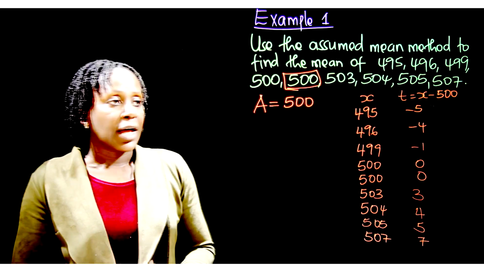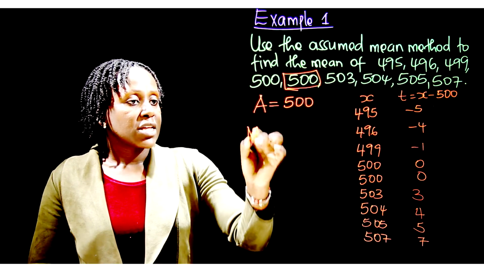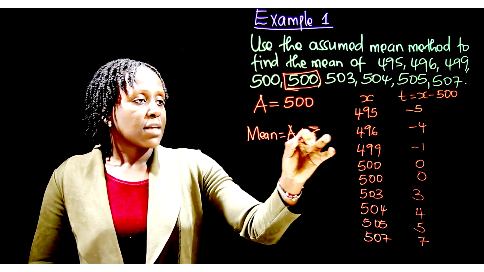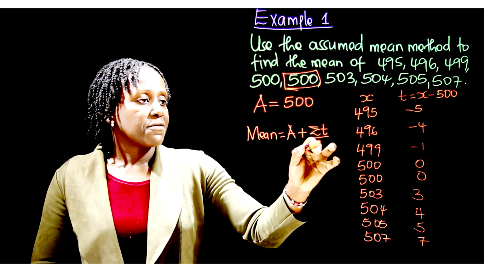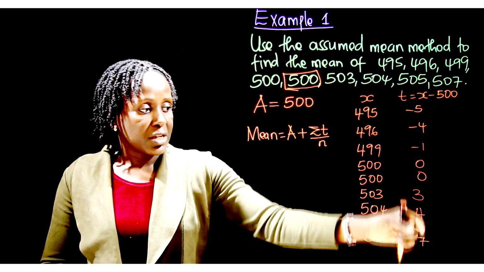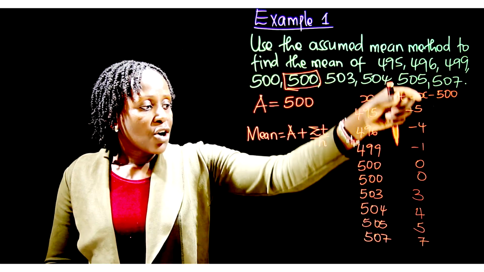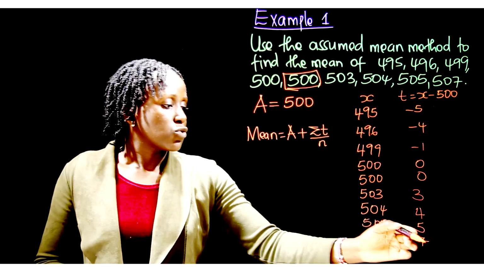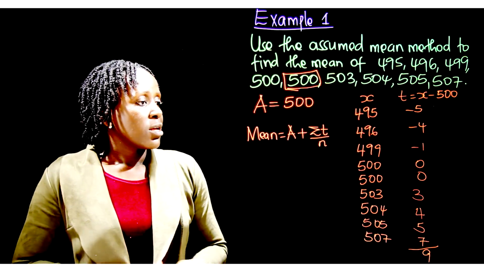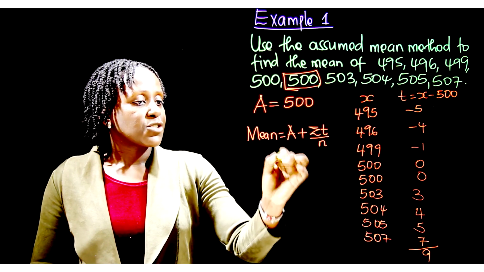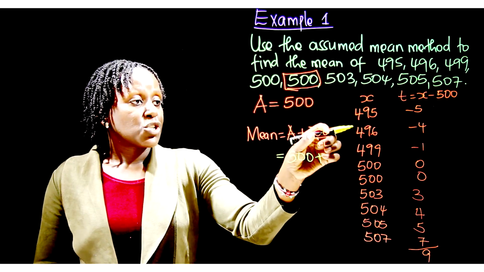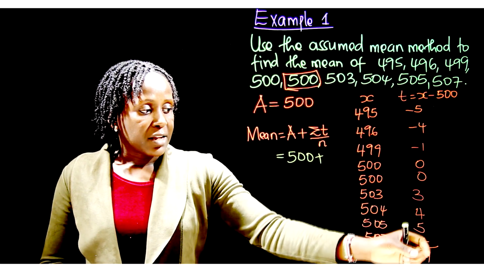Remember, in the formula, the mean is given by the assumed mean plus the summation of t divided by n. By summation, we mean the sum of the values of t. If you add all these values, you should be able to obtain 9. So substituting these values in the formula, the assumed mean is 500 plus the summation of t. All these values of t added, you obtain 9.